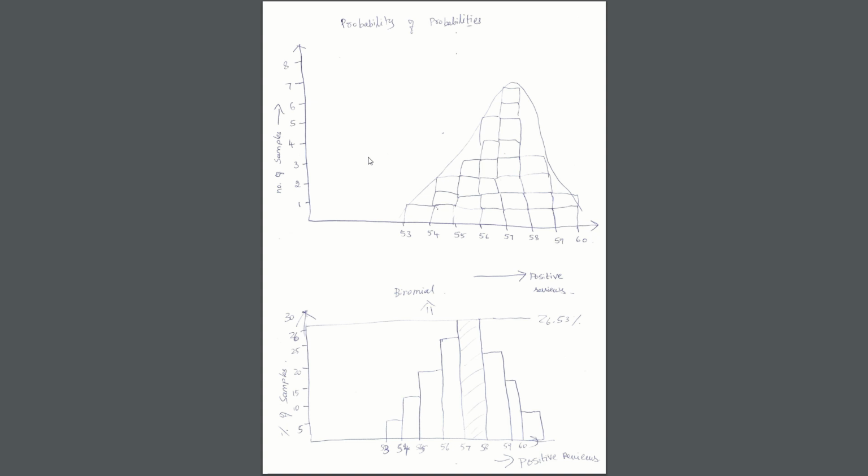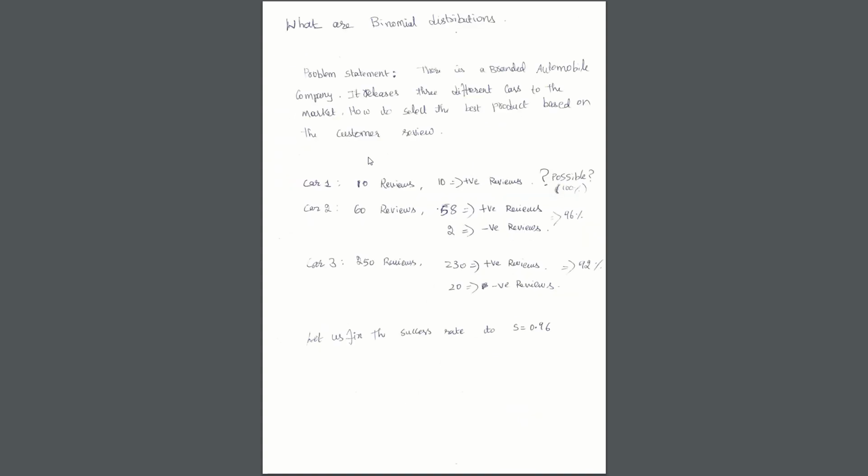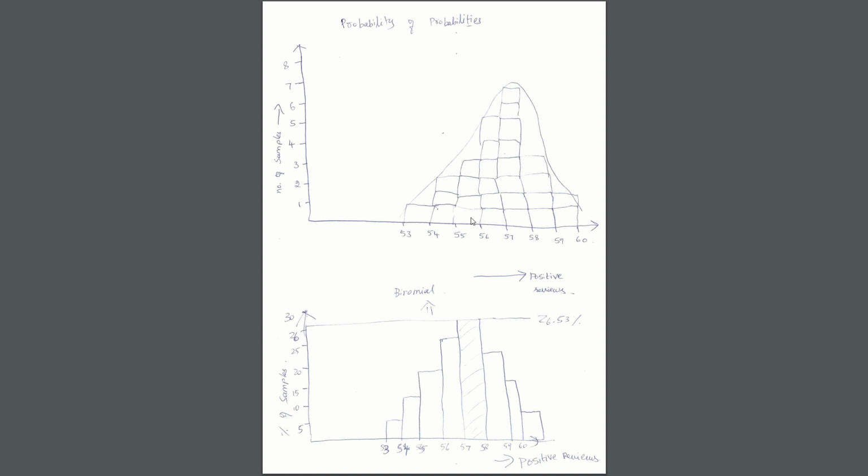Let's plot this and understand it better. We have selected 58 positive reviews in this case. Let's take sample one. This box here defines sample one, which is 60 reviews out of which 58 are positive. Sample 2 can be, say, 56 positive reviews, and sample 3 can be 56 reviews and so on. So this is actually a random distribution.